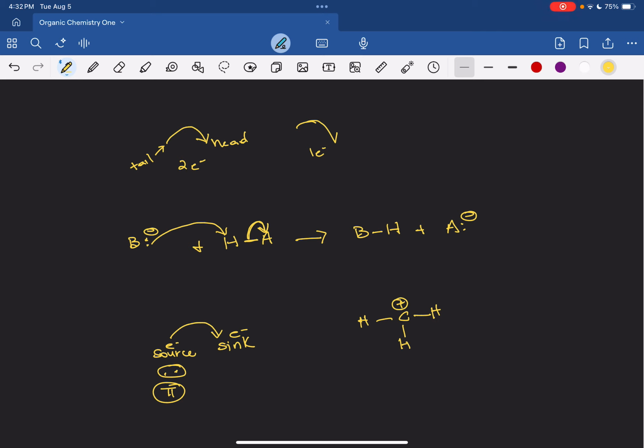You can watch my next video. I'm going to go through the 4 mechanistic patterns that you will encounter in organic, a little bit more step by step, what the arrows mean in terms of lone pair, and if it goes to an atom, what happens, etc.